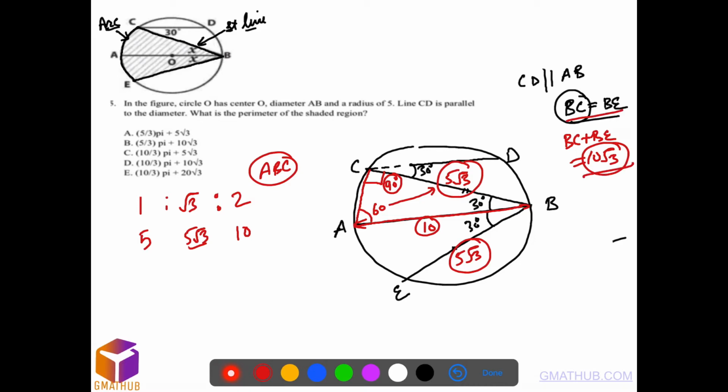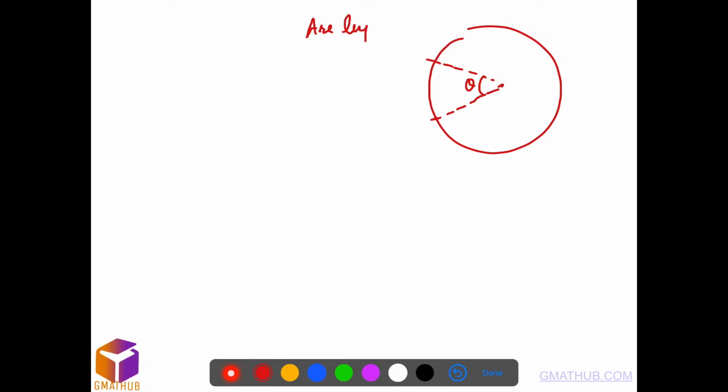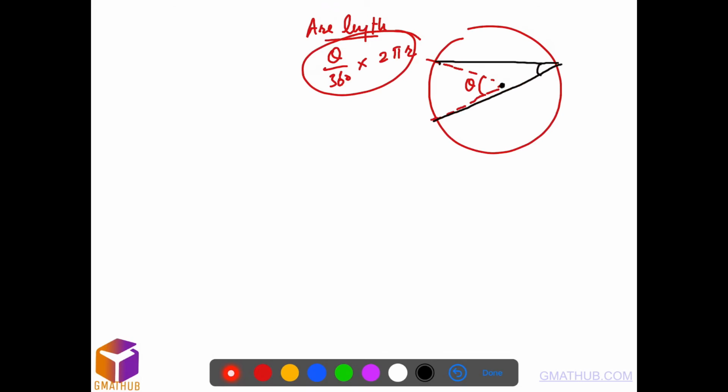Now we need to find out this arc. Whenever we find arc length, what we need is the angle it will make with the center, this theta. So the arc length becomes theta upon 360 into 2 pi r. Now there is one property which says if the arc makes an angle theta with the center, it will make half of it, theta by 2, at any other point on the circumference.